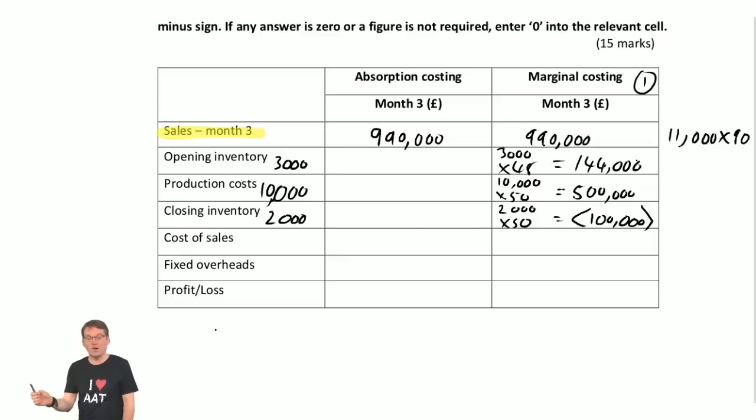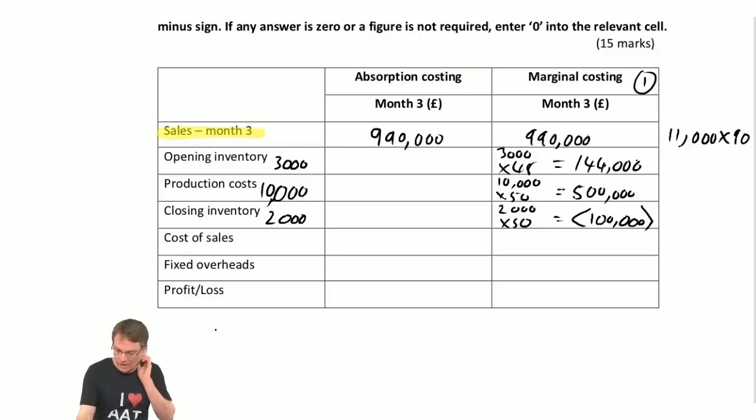So FIFO, the first things that you sell are the things that were there at the beginning. That means you made them in the previous month. So the closing inventory in month 2, which is the opening inventory in month 3, would have been valued at what we'll be spending in month 2. So we have 990,000 sales. Our cost of sales, 144 plus 500 minus 100 is 544,000.